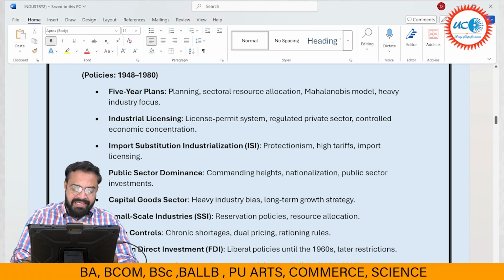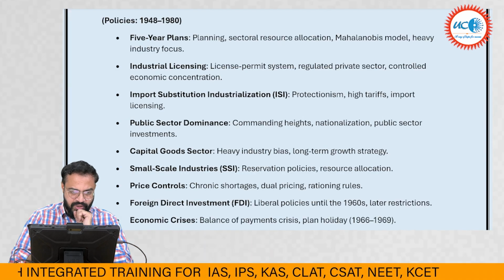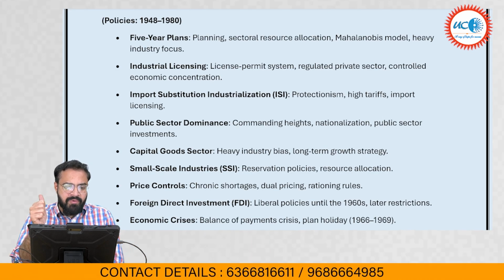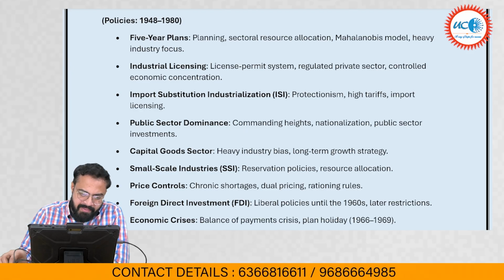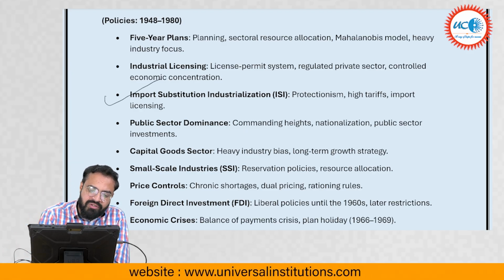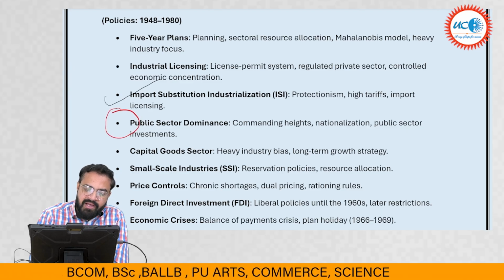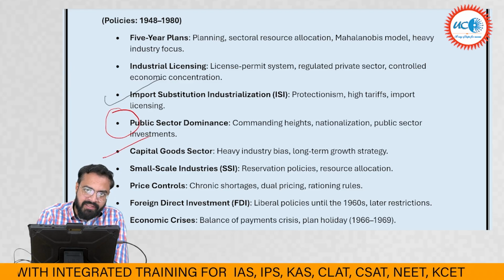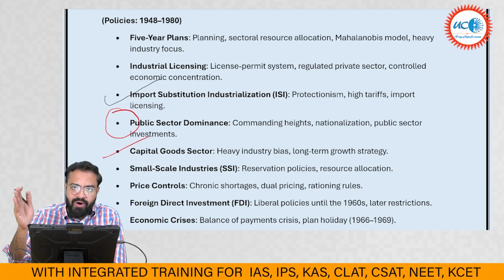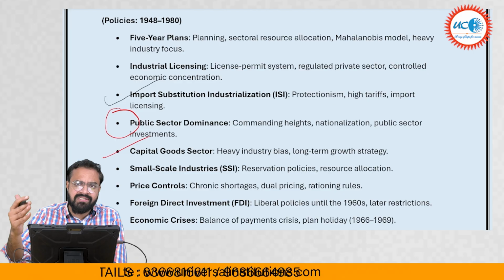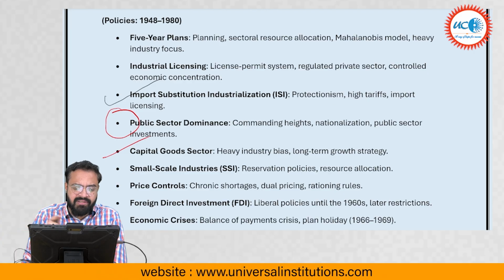If you look at the keywords that are supposed to be used, you must write about the 5-year plans, you must write about industrial licensing, you must write about import substitution, and the domination of public sector, the capital goods industry. As I said, when the British were ruling, capital goods industries were not that prominent, that were not dominant. We can say mere non-existence. Virtually, they were non-existent, we can say.